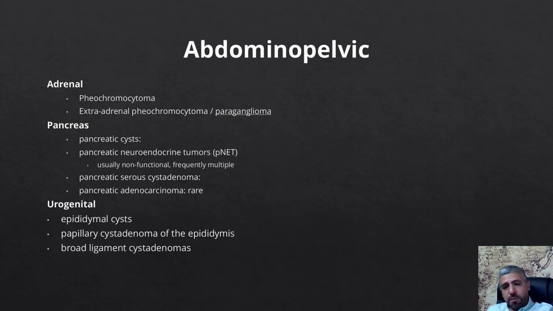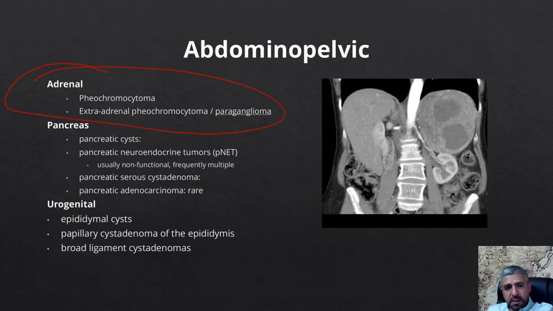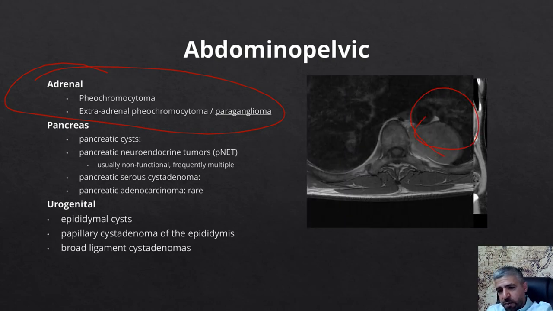Now, let's continue with the abdominopelvic organs. We have the adrenal tumors, including the pheochromocytoma, which can be in the adrenal gland, or it can be extra-adrenal pheochromocytoma, like the example in this case, what's called also paraganglioma. The extra-adrenal pheochromocytoma is also known as paraganglioma.